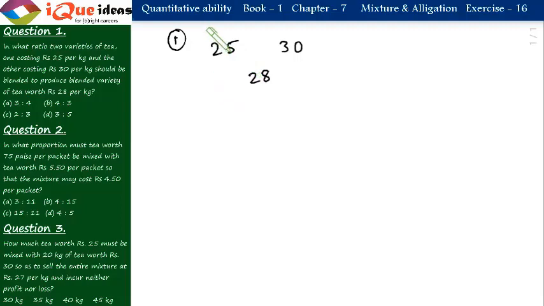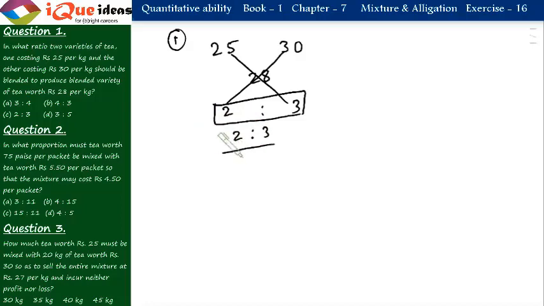So we have done this method. The difference of 25 and 28 should be written here, 3. The difference of 30 and 28 should be written here, 2. So the ratio is 2:3. This 2:3 is the required ratio of quantity. So the answer is 2:3. Alright.